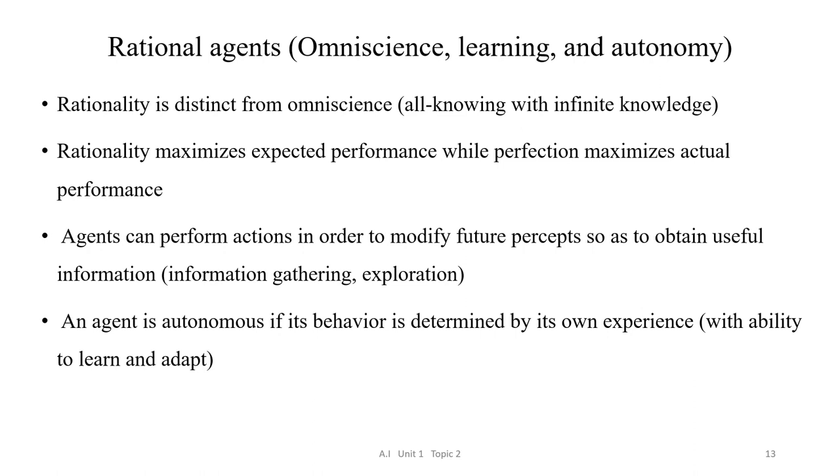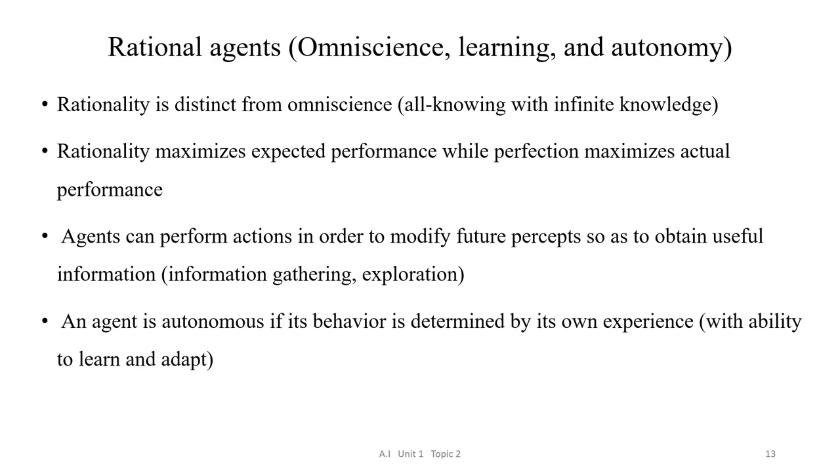Rational agents. A rational agent is distinct from omniscience. Omniscience means the agent knows all about the environment, that is, it has infinite knowledge about the environment. But a rational agent doesn't necessarily have the feature of omniscience. A rational agent maximizes expected performance, while perfection maximizes actual performance.